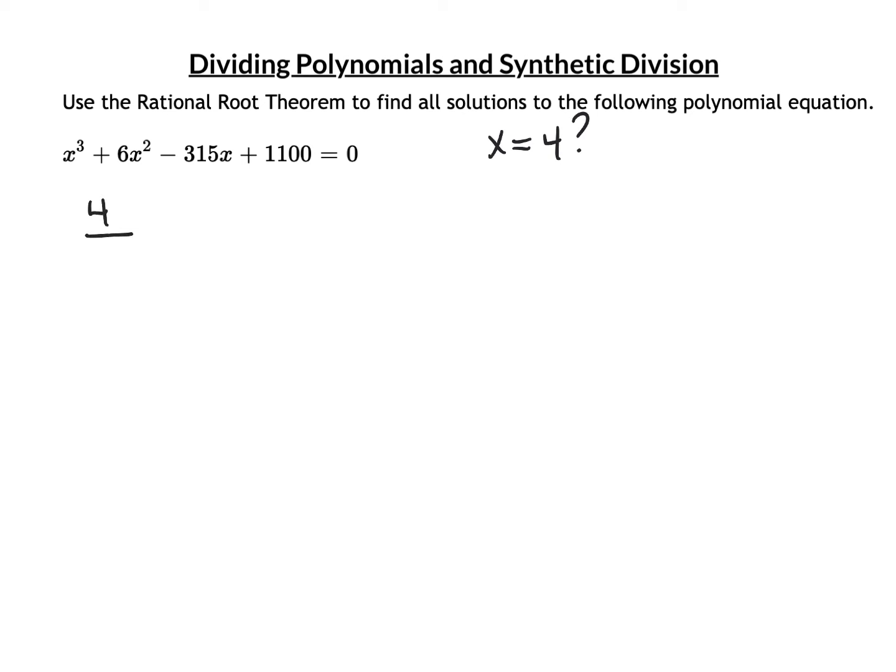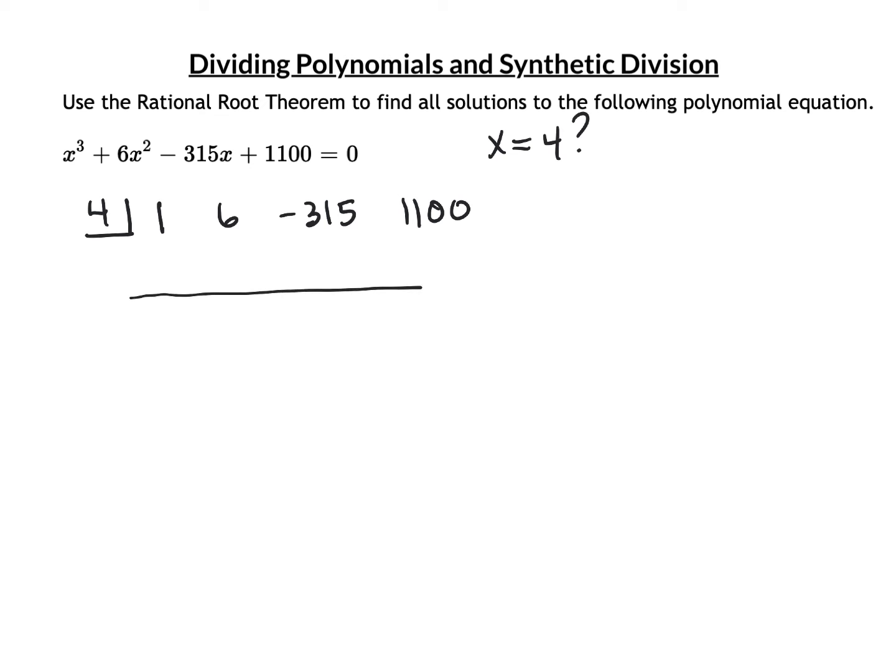So we put a 4 in the corner and we do our coefficients, always descending order. And if there's no x squared, we got to have a 0x squared. If there's no x, we need a 0x, and so on. Our coefficients are 1, 6, -315. You're going to need a calculator, and 1,100.